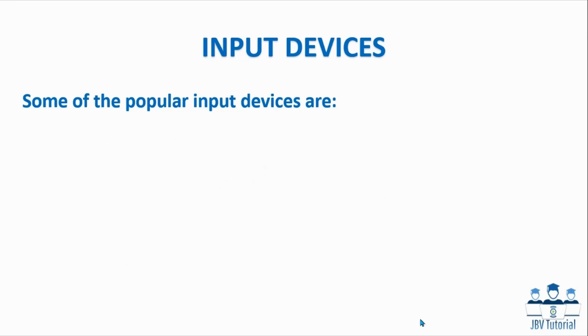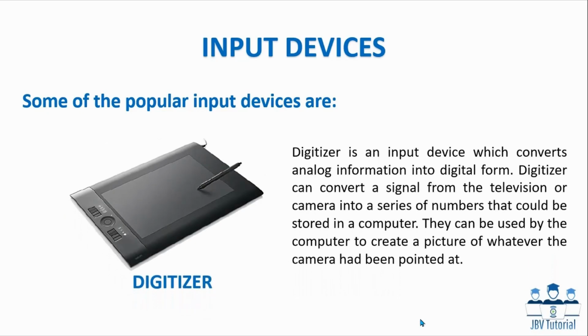7. Digitizer. Digitizer is an input device which converts analog information into digital form. Digitizer can convert a signal from the television or camera into a series of numbers that could be stored in a computer. They can be used by the computer to create a picture of whatever the camera had been pointed at. Digitizer is also known as tablet or graphics tablet, as it converts graphics and pictorial data into binary inputs. A graphic tablet as digitizer is used for fine works of drawing and image manipulation applications.